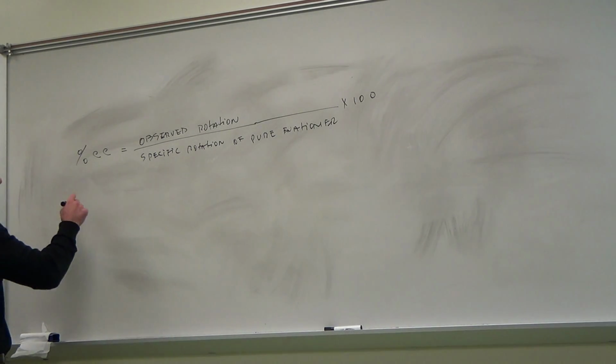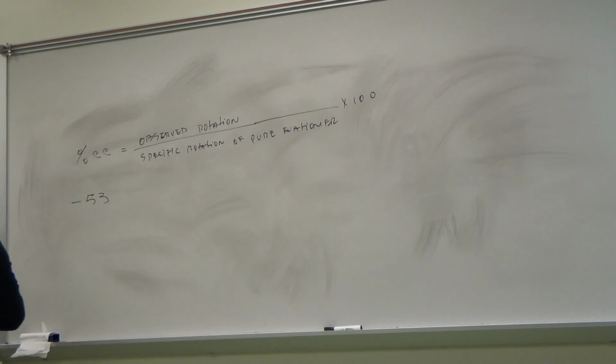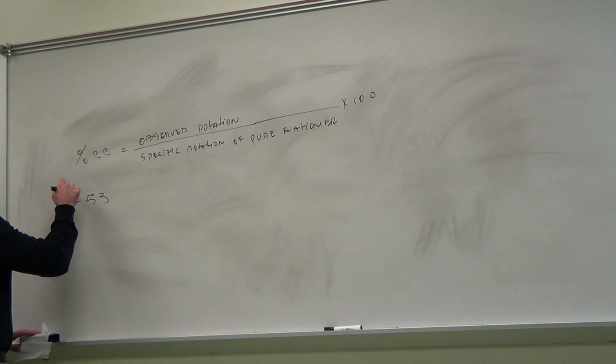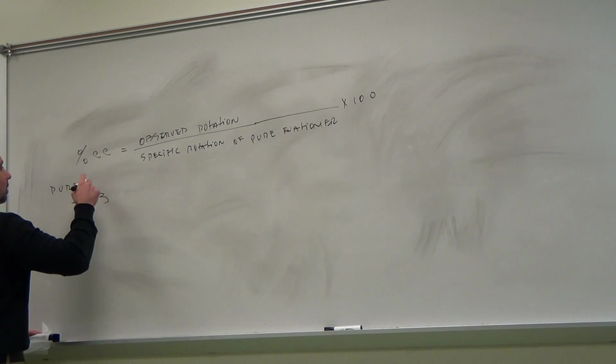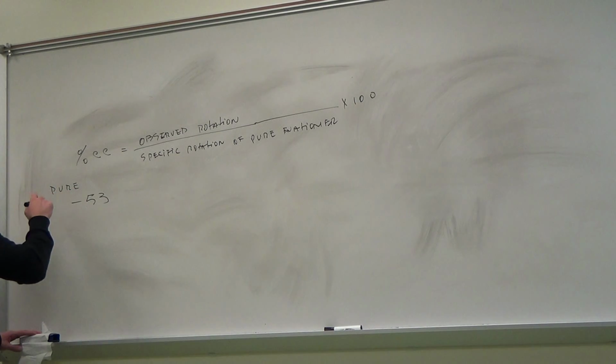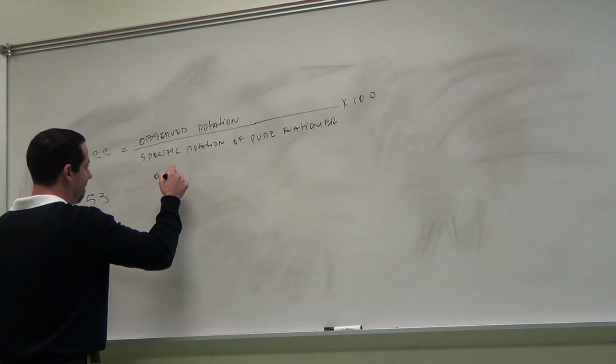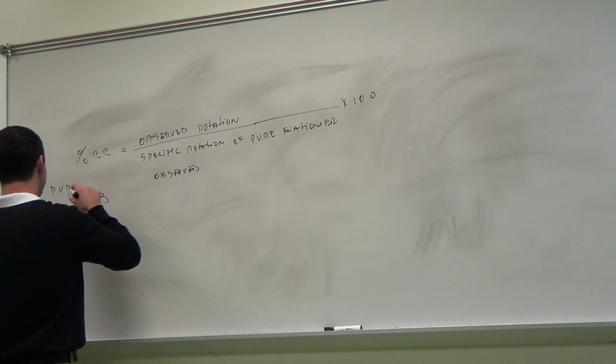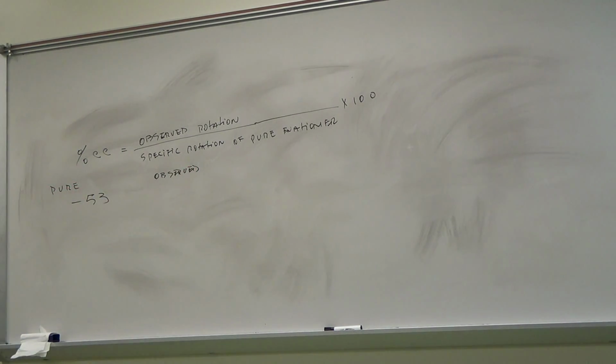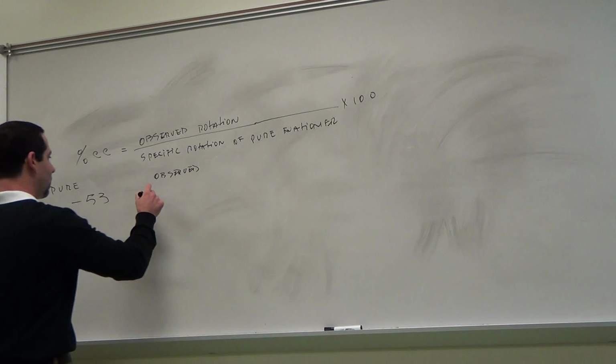So, pure is 53, yes? Let's say I want one enantiomer, and that pure enantiomer is negative 53. They put a sample through and the observed rotation is negative 45. So this is for the pure sample, whatever we are looking at, and the other one is for the observed. What did I say before? Negative 45. Observed is negative 45.